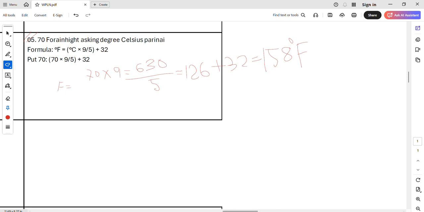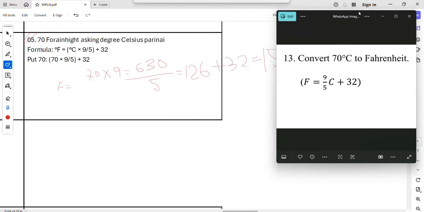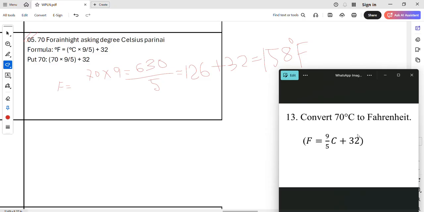Okay, so this is the formula. If the question asks to convert 70 degrees Fahrenheit to degrees Celsius, instead of Celsius to Fahrenheit, the formula is that 9 goes below and 5 goes up. This one we just solved here.